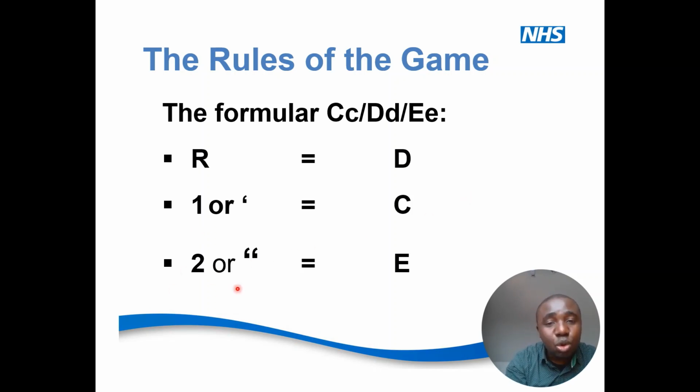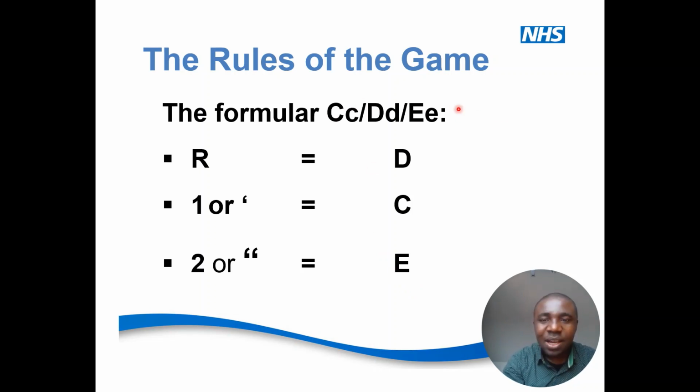Now, when it is 2 or this sign into 2, that means it is big E. But when you don't see 2 in the formula given to you, or you don't see this sign in the formula given to you, that means there is no big E. And if there's no big E, it will then be little e. Remember, again, there must be E, there must be D, there must be C. The formula is C, D, E. Don't forget it.